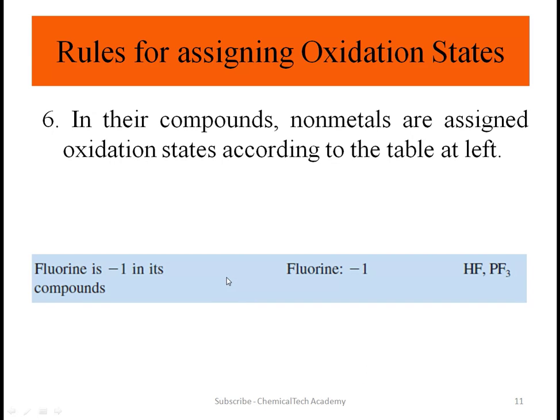Number 6: in their compounds, nonmetals are assigned oxidation states according to the table at left. For example, fluorine is -1 in its compounds because it belongs to group 7. Fluorine is -1 because it usually gains 1 electron, as in HF and PF3.